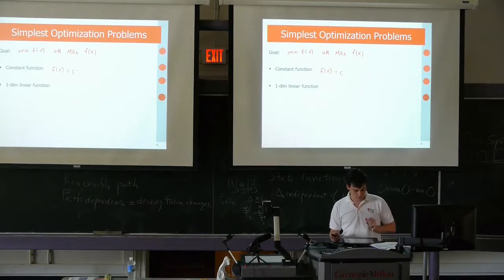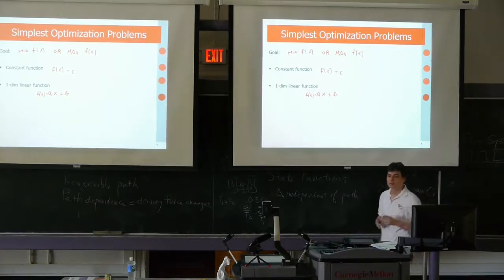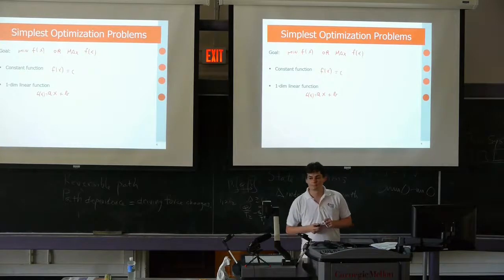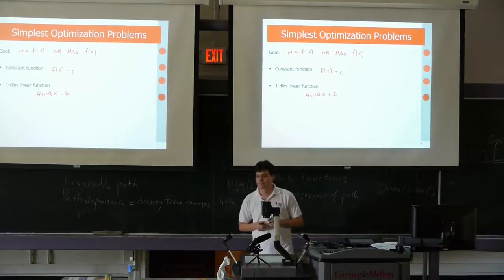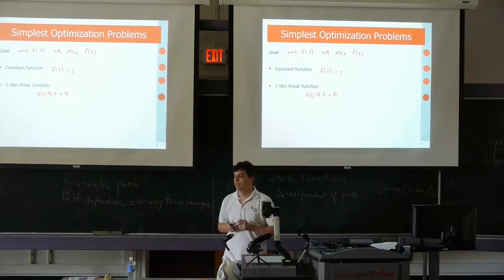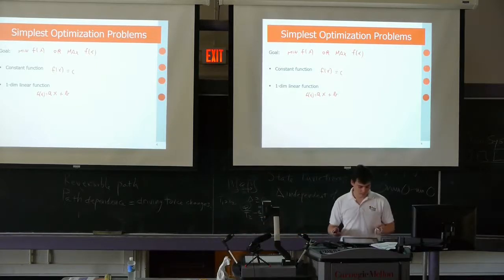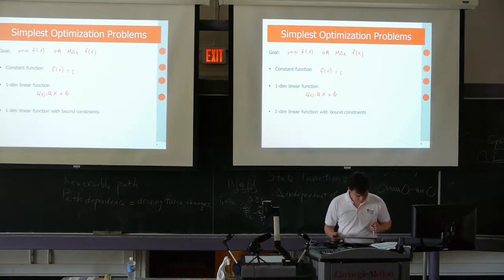So second, more complicated, is a linear function, say ax plus b, that's f of x. What's the minimum of this? I hope you can solve this. So x can be any real number. What's the minimum of this? Minus infinity, good. What's the maximum of this? Very good. Okay, let's move on.